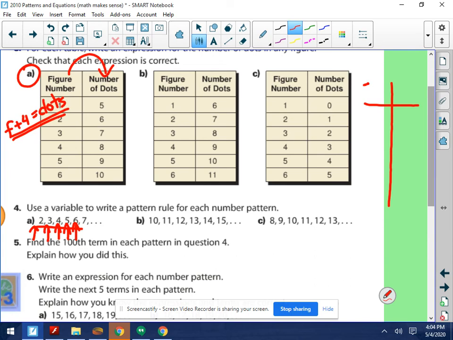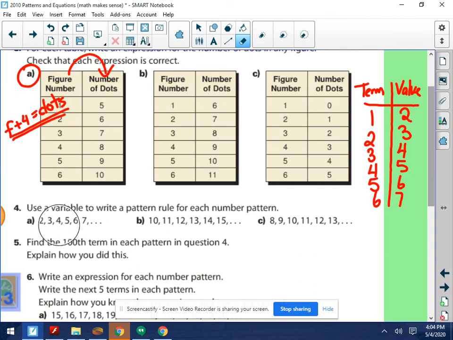So we're going to have term and value. So term 1, the value of that number is 2. That's the first term in the line of numbers. The second term in the line of numbers has a value of 3. The third term has a value of 4. The fourth term has a value of 5. The fifth term has a value of 6. And the sixth term has a value of 7. Okay, so all I've done now is taken that line of numbers and turned it into a t-table.